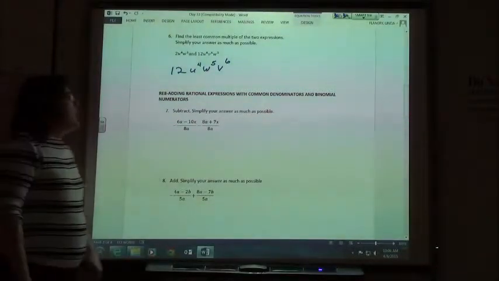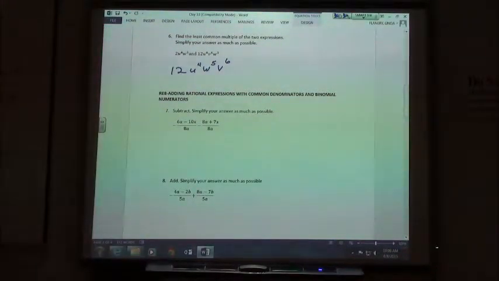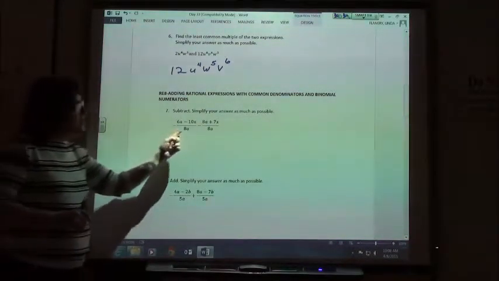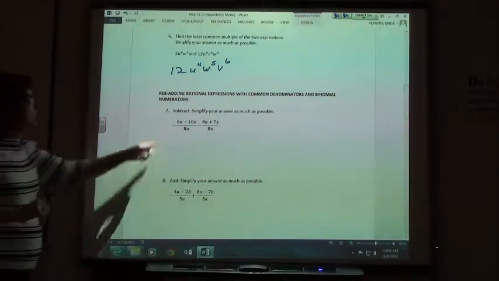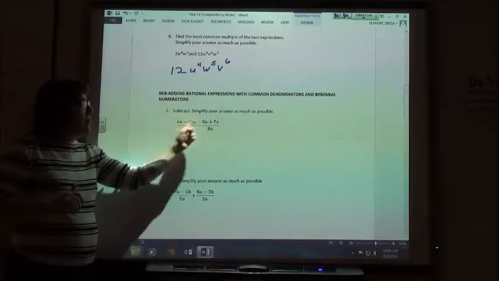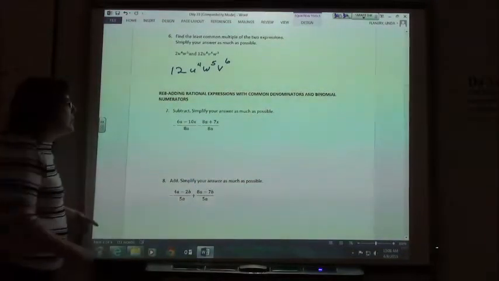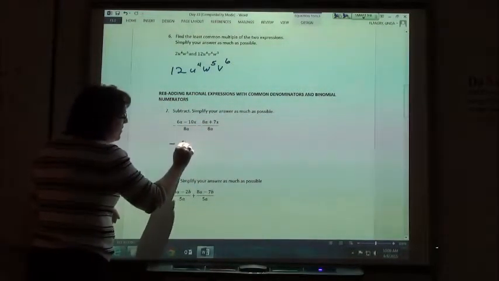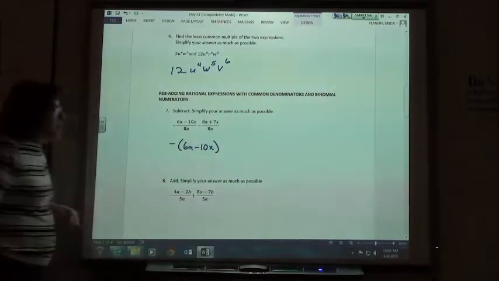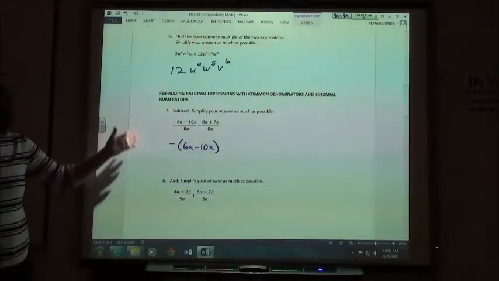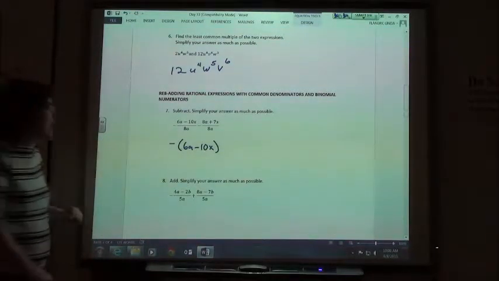The next ones, we are adding and subtracting rational expressions, fractions, with a common denominator and binomial numerators. Right, they're going to start us out where we already have a common denominator. We don't have to make one. However, we're going to have to distribute if we have a negative in front. So you want to think of this as like having this on top of your fraction with the negative out in front, and that I have to distribute that out.